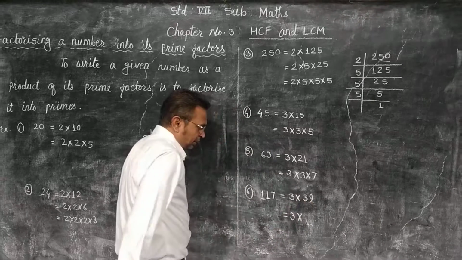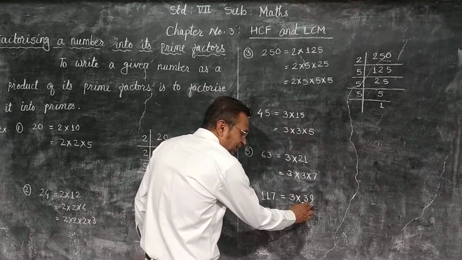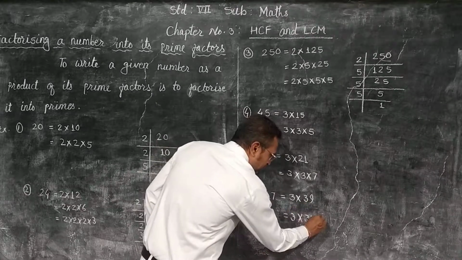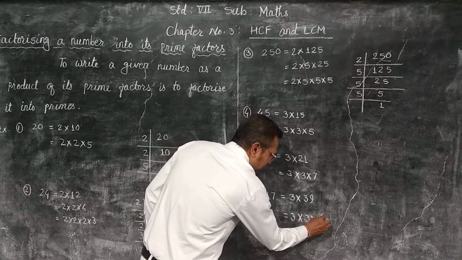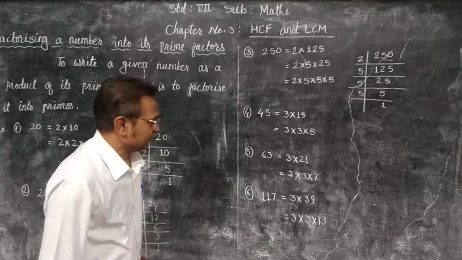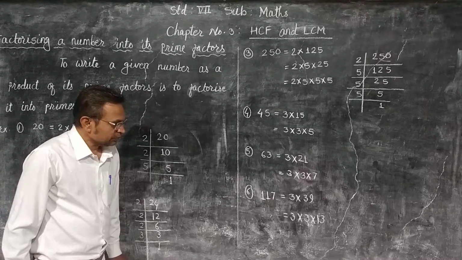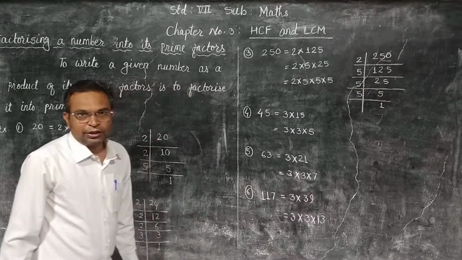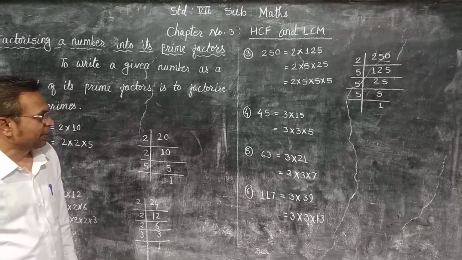Can we use 3 again? 3 plus 9 is 12. Yes, 3. Now 3 1s are 3. 3 3s are 9. 13 is a prime number. These are the prime factors. Like this way we can factorize the given number into prime factors.